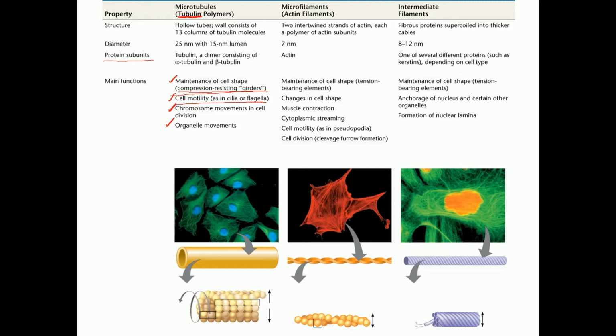Microfilaments, actin filaments. Actin is a really important protein when you get to anatomy and physiology. It contains 2 intertwined strands of actin, each a polymer of actin subunits. The protein is actin, naturally enough. It helps maintain the cell shape, tension-bearing elements. It changes the cell shape, so this is part of the reason why the cytoskeleton is dynamic. It aids in muscle contraction. It aids in cell motility, like when it extends the pseudopodia. Remember when we were talking about phagocytosis and it extended those pseudopodia out to grab some food and then it made that vesicle to pull it all in?